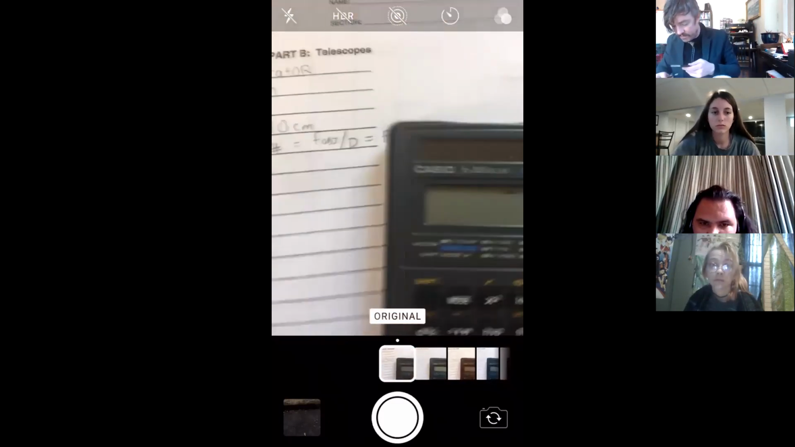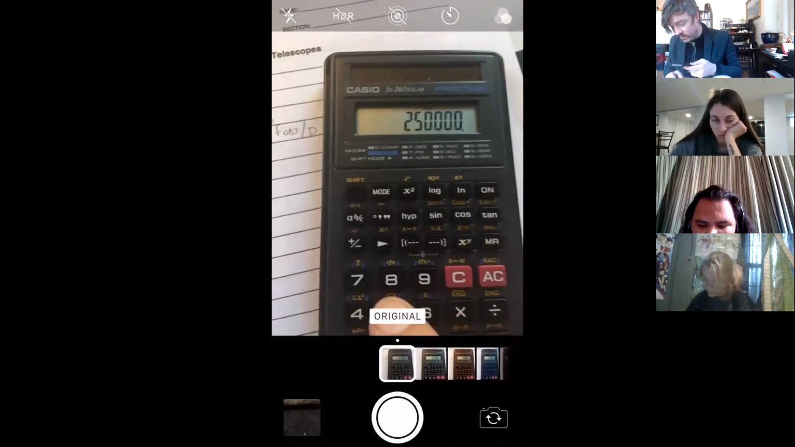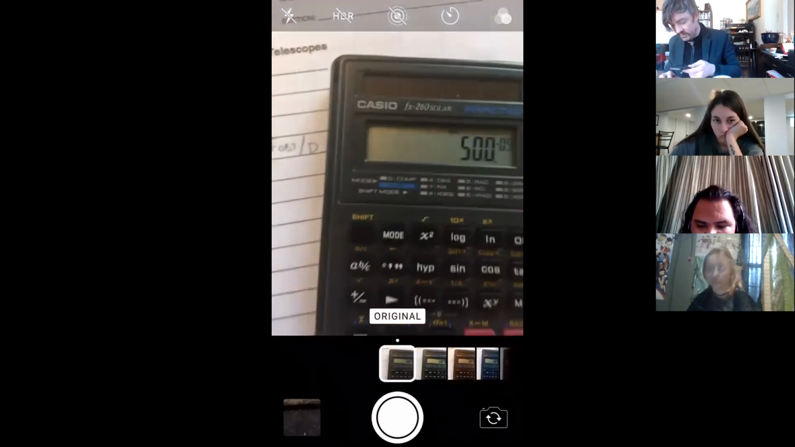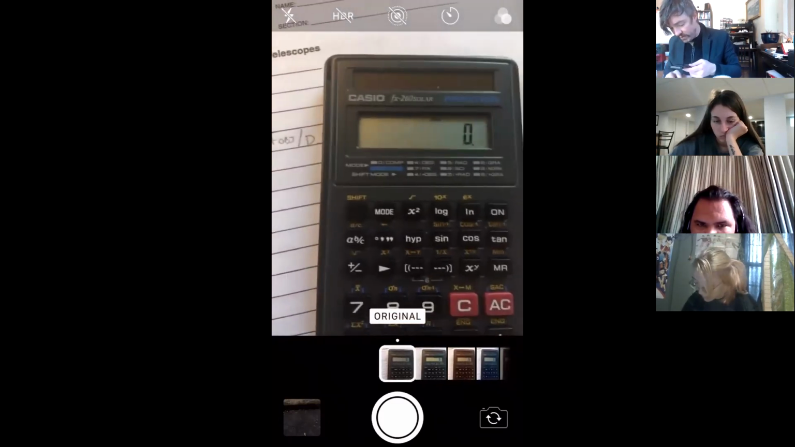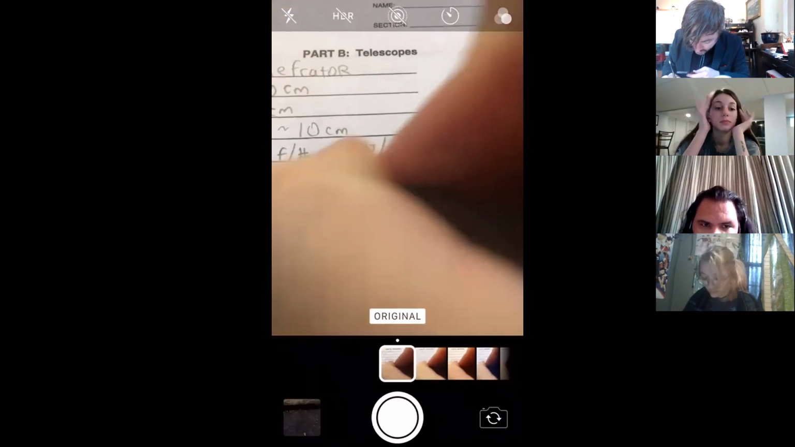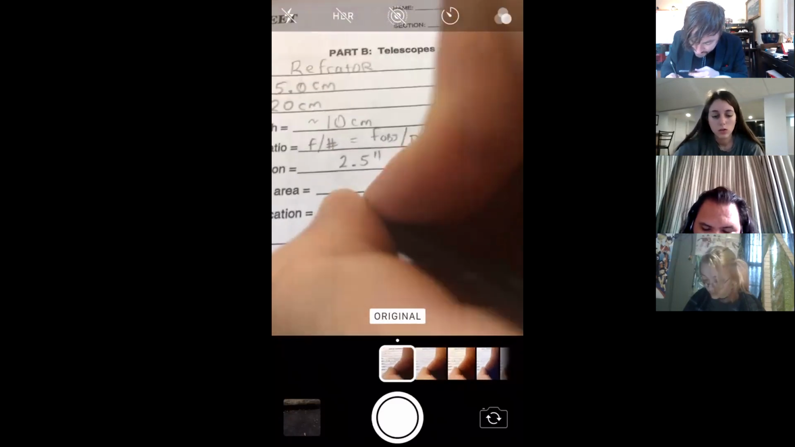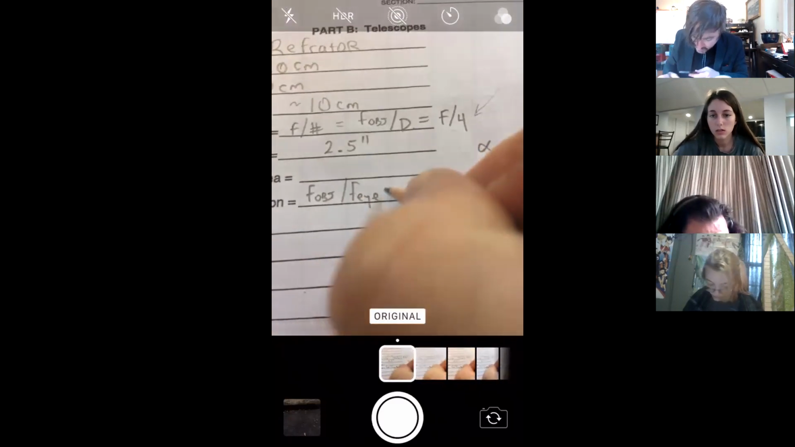This is right from class today. 250,000 arc seconds times the wavelength, 500 nanometers, divided by 0.05 meters or 5 centimeters, gives 2.5 arc seconds. So that crappy little telescope that I just built has a resolution of 2.5 arc seconds. Not too bad. The magnification is the objective focal length divided by the eyepiece focal length.